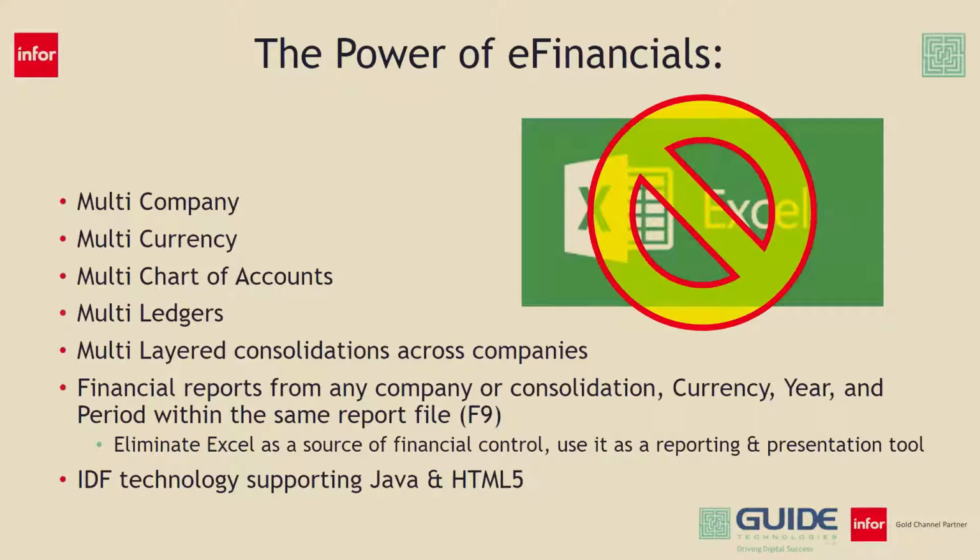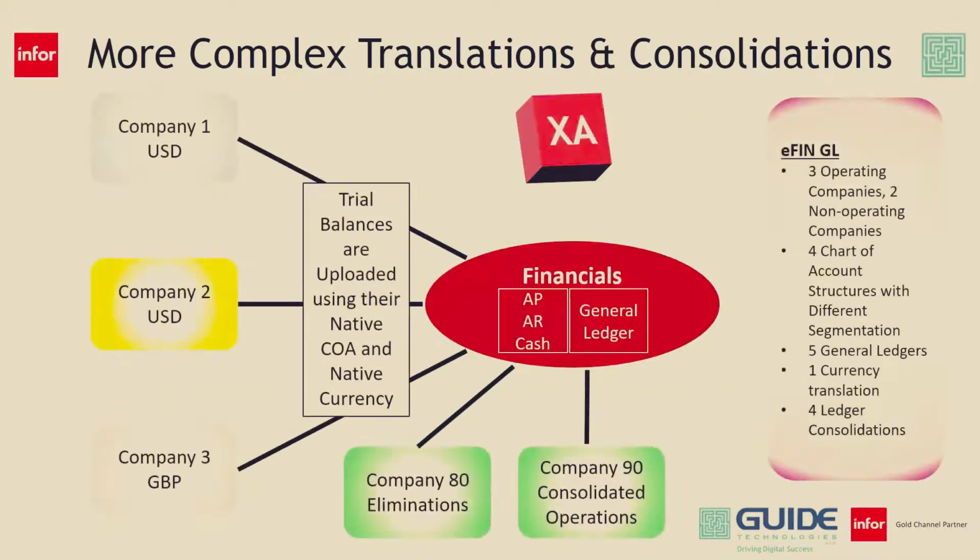And so they were using, I want to say like 29 spreadsheets for their consolidations. With eFin, you can support all of the multi-company currency chart of accounts, do multiple consolidations across companies, and so forth. So let's hit the next slide on this, please.